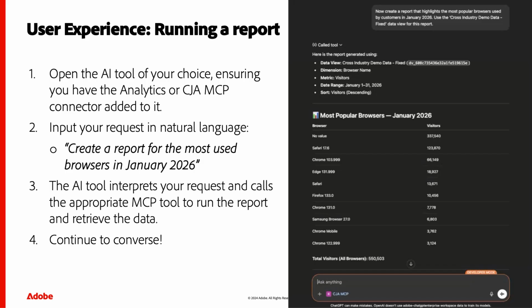You ask a natural language question, such as, how many people visited our website last month? AI decides which MCP tools to call. The MCP server runs governed queries against Analytics or CJA, and the results are returned to the conversation. From your perspective, it feels like a conversation. Under the hood, it's a sequence of API calls mediated by the MCP server.